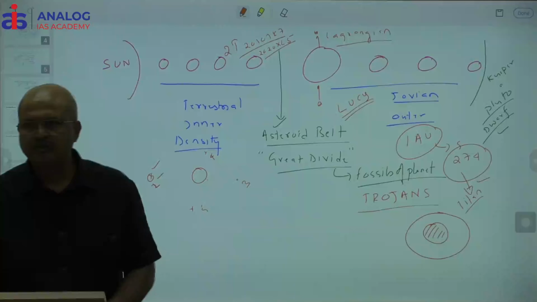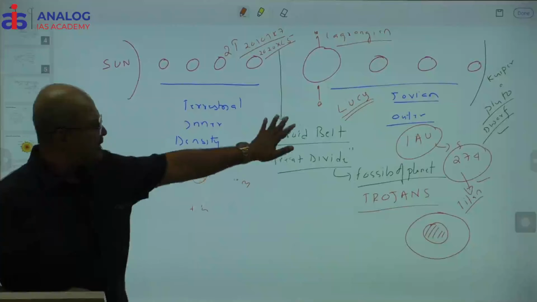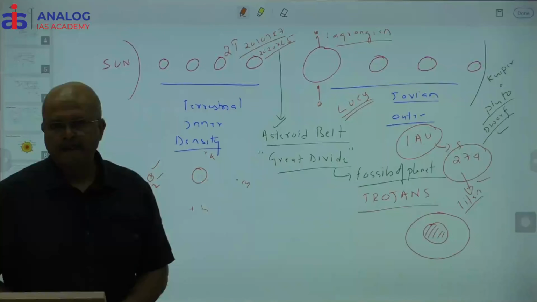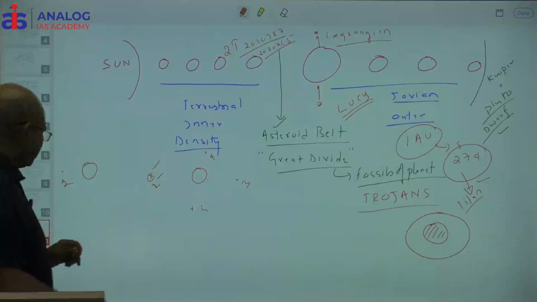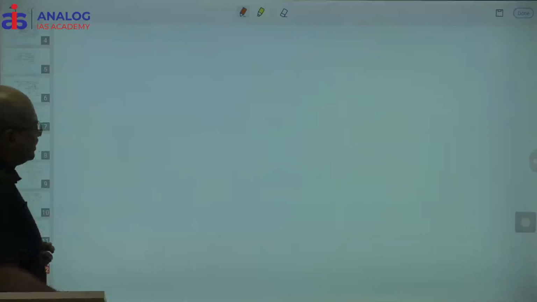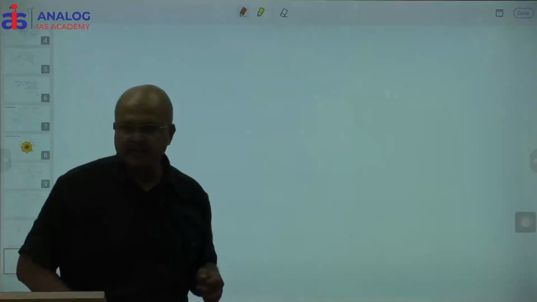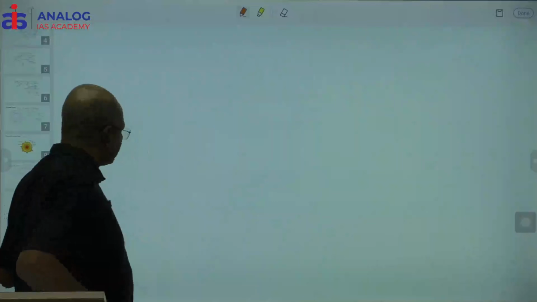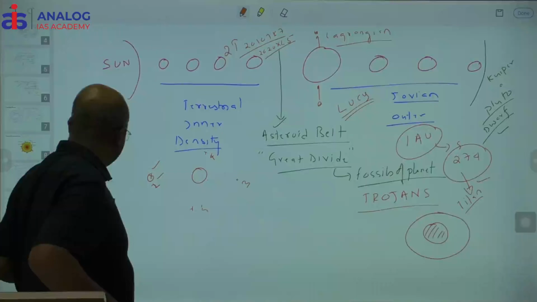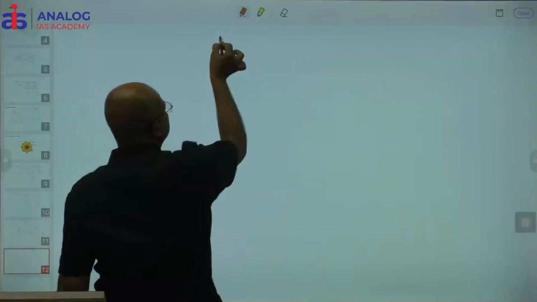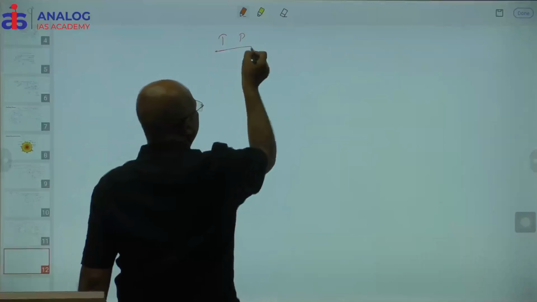That clear now? The terminologies. Now, which among the planets are referred to as terrestrial planets? It's clear now, this portion. Among the terrestrial planets, the largest planet is Earth.